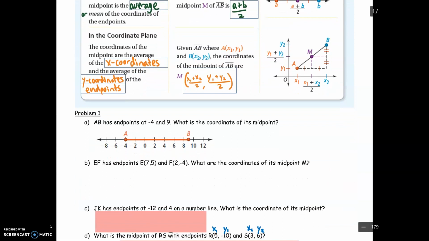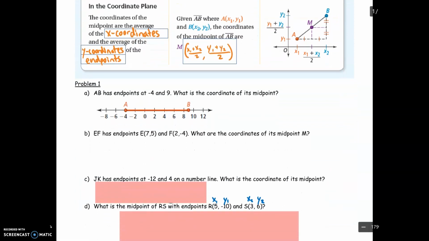Trying that with a couple of examples, we have AB with endpoints at -4 and 9. Again, this is our first case. We're just finding this along a number line. So if I'm looking for the coordinate of the midpoint of AB, I just have to take the average of those two coordinates. Again, that's just where A is located and where B is located on my number line. I want to add those together and divide by 2, because that's how I'm going to find that average.